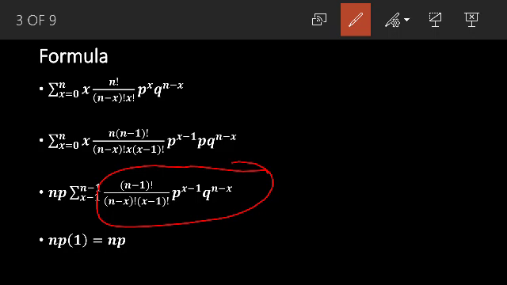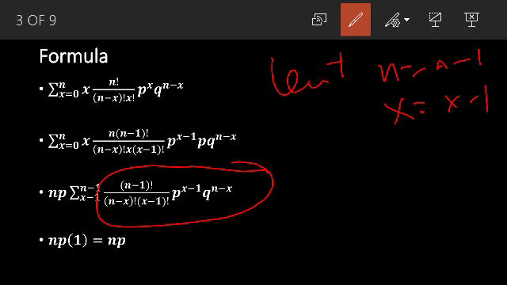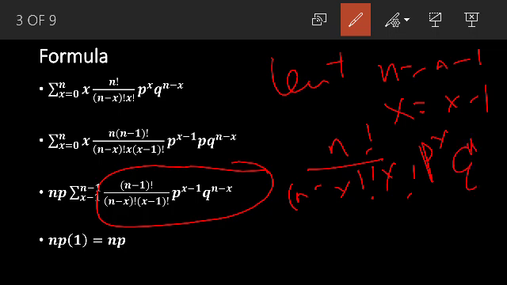So if we now let n be equal to n minus 1, and let x be equal to x minus 1, if you replace that here, you are going to get n factorial over n minus x factorial, x factorial, p raised to power x, and q raised to power n minus x, which is exactly the binomial distribution. That is how we know, and so you can see that the mean of a binomial distribution is equal to np.